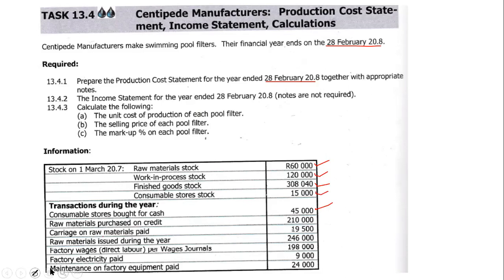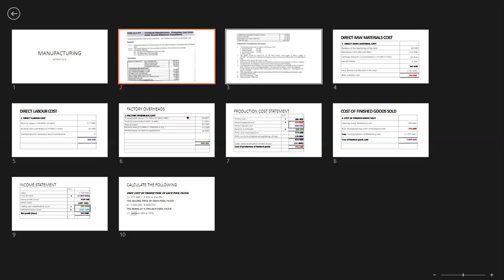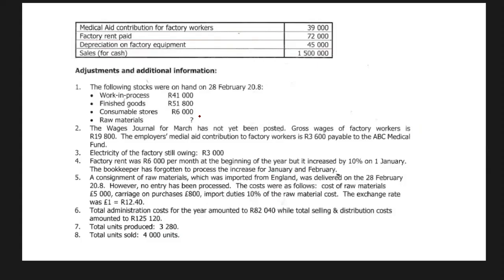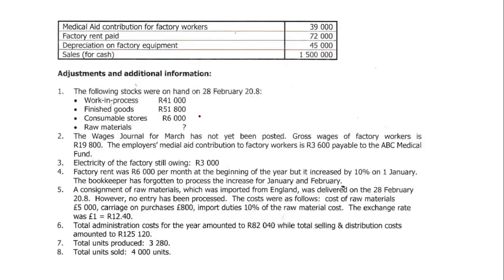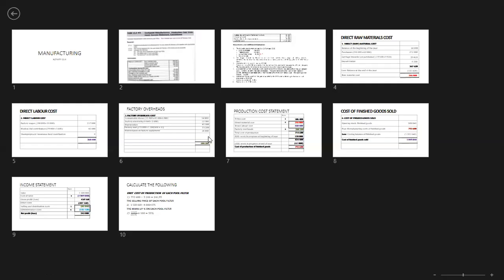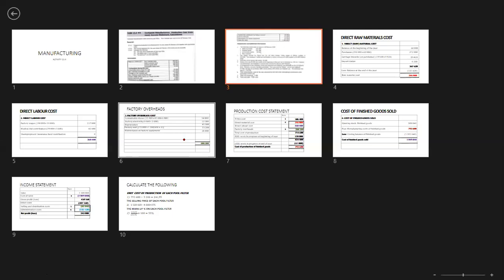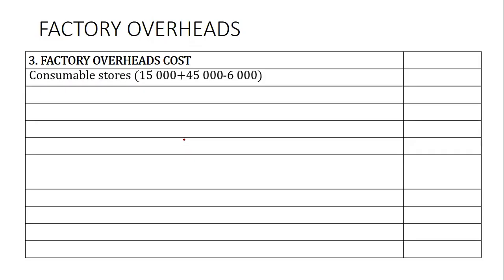Immediately when you get to consumable stores, quickly check the closing balance. Now let me quickly check my closing balance here. For my closing balance, I have 6,000. What do I do with that 6,000? We minus from what? From our indirect material cost. That is why I'll have 15,000 plus 45,000 minus 6,000, and I will get 54,000. We good?